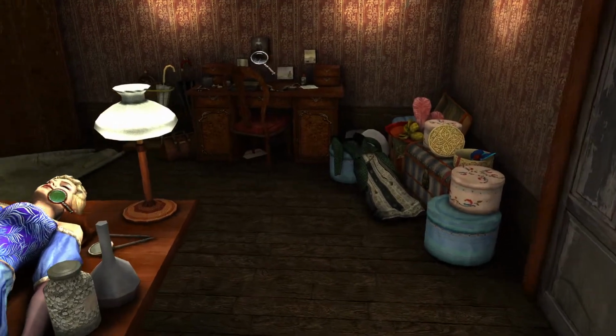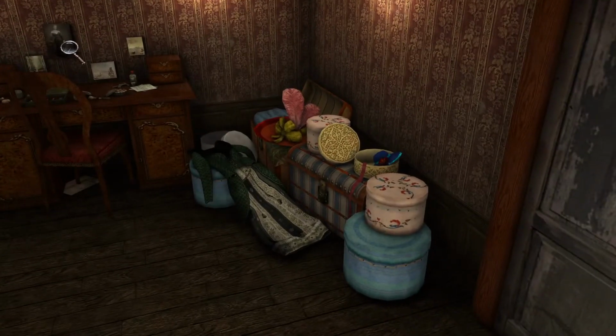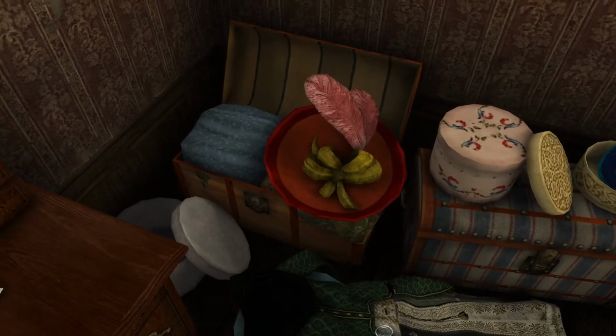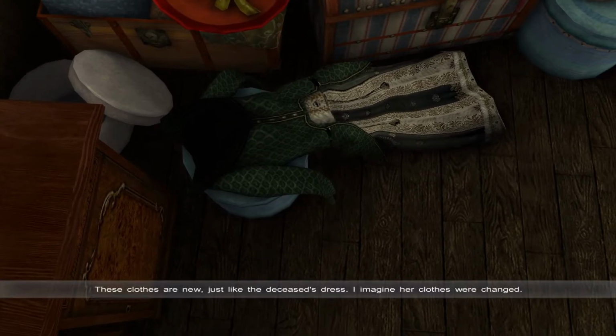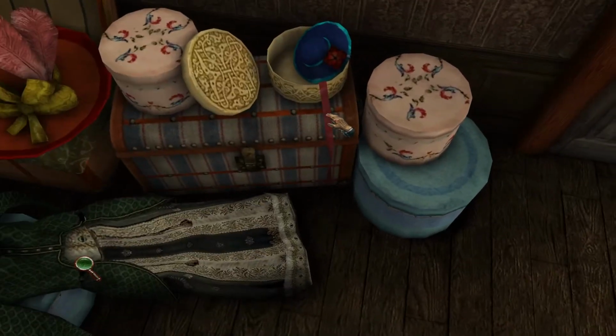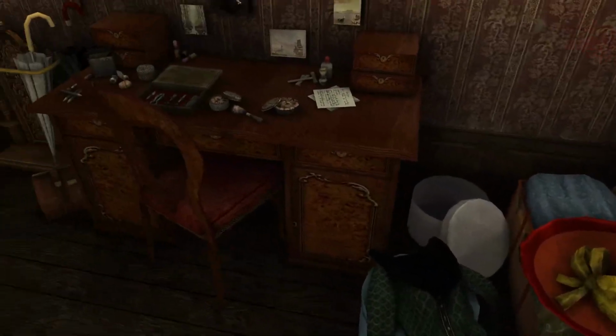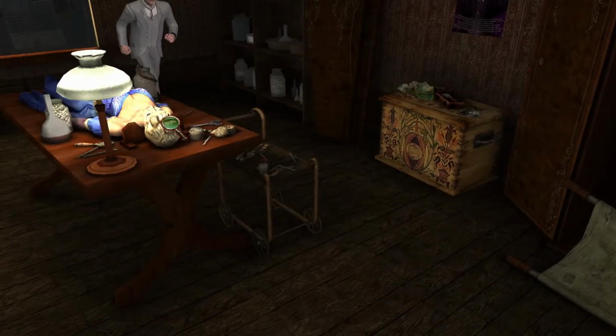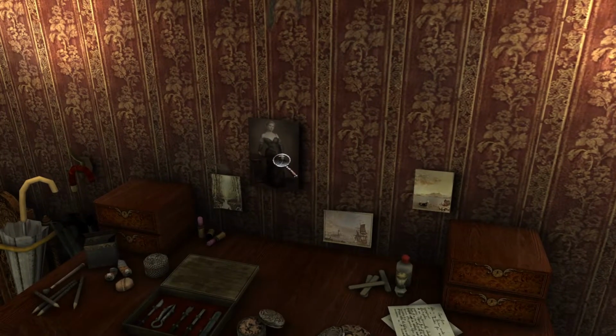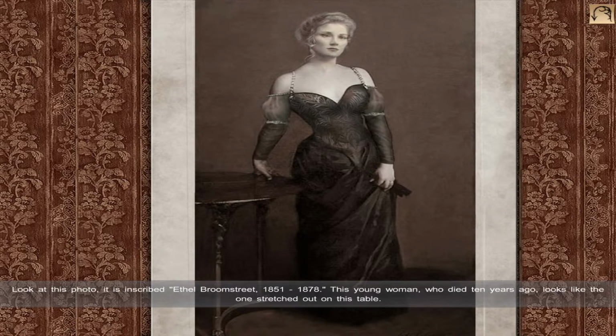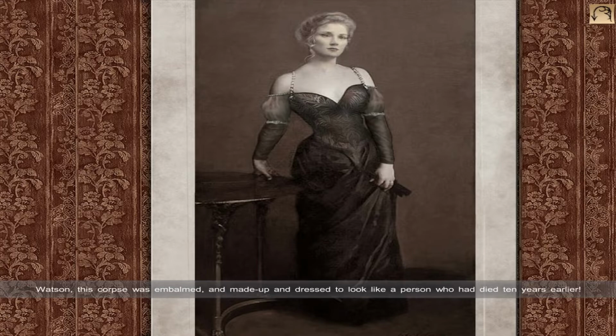Very good, Watson. Very good indeed. And what else? Then we have this... These clothes are new, just like the deceased's dress. I imagine her clothes were changed. That is a safe assumption. This may come in handy. Anything else? Yes, there's the picture, which I guess she's dressed as the person in the picture. Look at this photo. It is inscribed Ethel Broomstreet, 1851 to 1878. This young woman who died 10 years ago looks like the one stretched out on this table. Watson, this corpse was embalmed and made up and dressed to look like a woman who had died 10 years earlier.